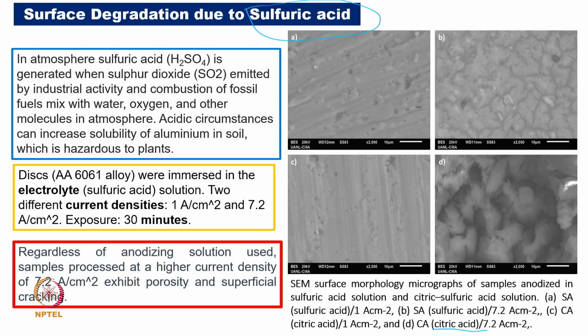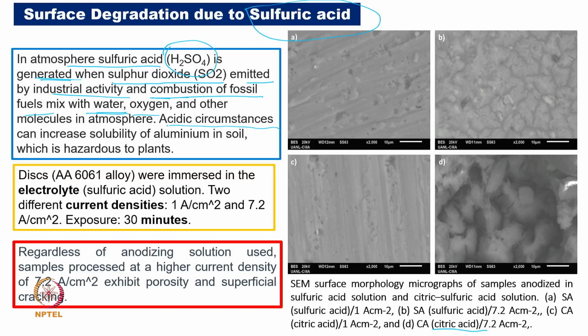First, where does this sulfuric acid come from in the environment or atmosphere? Atmospheric sulfuric acid is formed when sulfur dioxide, a pollutant, gets released from various sources, emitted because of industrial activity, the combustion of fuel, and maybe automobiles. When it gets mixed with water, oxygen and other molecules in the environment, H2SO4 is formed, and it has an acidic nature.